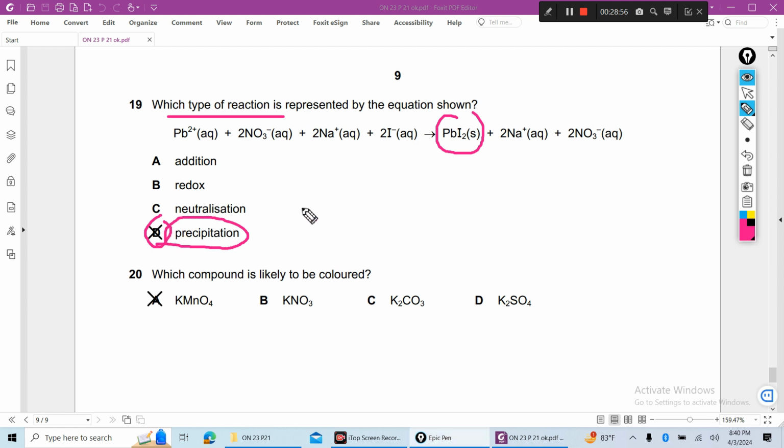What is a precipitation reaction? If reacting substances react to form a solid or precipitate, that reaction is known as a precipitation reaction. So in this reaction, lead ion reacts with iodide ion, and lead iodide solid is produced as a precipitate. So this is a precipitation reaction. A is wrong, it is not redox, not neutralization.